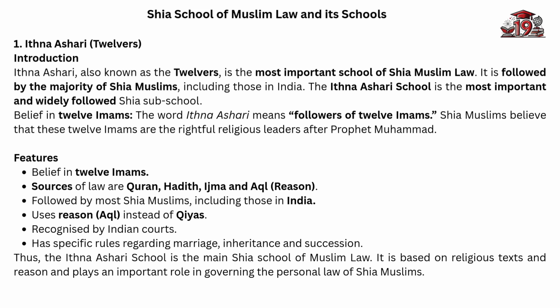Features. Belief in 12 Imams. Sources of law are Quran, Hadith, Ijma, and Aql, reason. Followed by most Shia Muslims, including those in India. Uses reason, Aql, instead of qiyas. Recognized by Indian courts. Has specific rules regarding marriage, inheritance, and succession. Thus, the Ithna Ash'ari school is the main Shia school of Muslim law. It is based on religious texts and reason and plays an important role in governing the personal law of Shia Muslims.